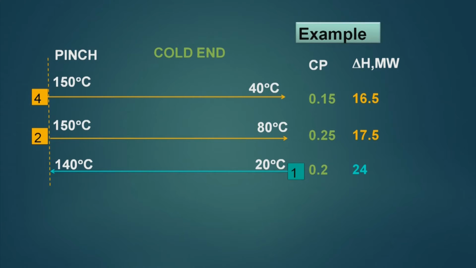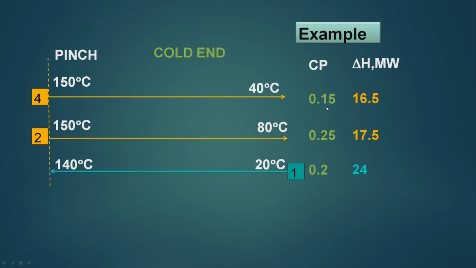Let us take an example to show you the Teacup heuristic. For this purpose, we have taken the cold end part of the design. Here we have two hot streams which are moving from pinch temperature, which is 150 degree centigrade, to 40 degree centigrade. The second stream is moving from 150 degree centigrade to 80 degree centigrade, and there is a cold stream which starts at 20 degree centigrade and moves to 140 degree centigrade.